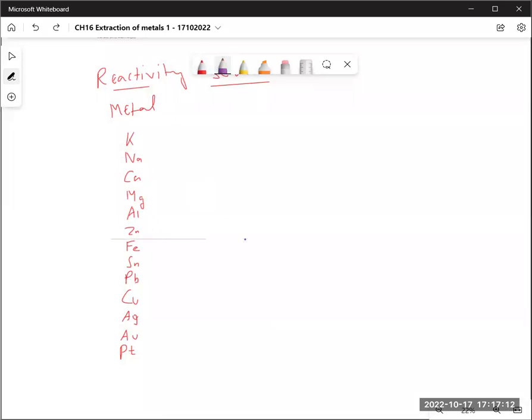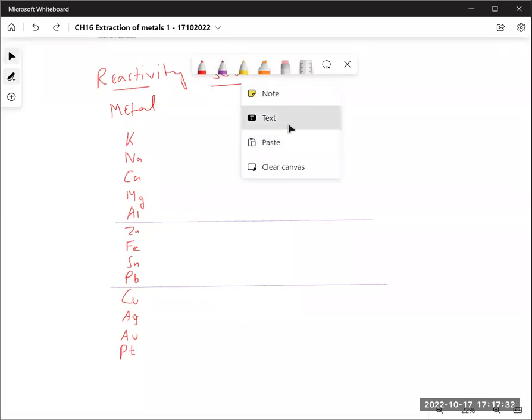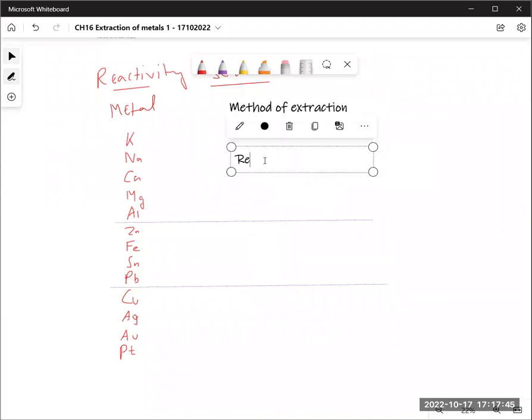Now I will divide it from here, from zinc, and we'll divide it from here at copper. Now these are main divisions which we make. So from zinc and from copper, these four are always separate, and these five are always separate. Next thing we're looking at is the method of extraction. Write it in your notebook.